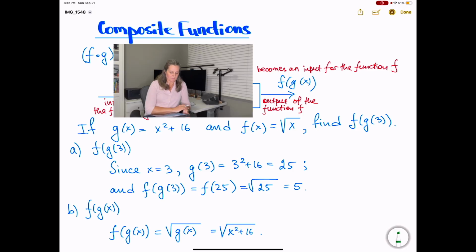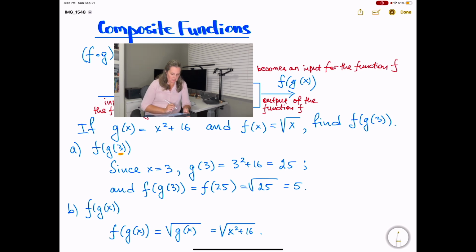For example, let's say function g of x is equal to x squared plus 16, and function f of x is square root of x. Let's find f of g of 3. The input for the function g is x, and its output is calculated by taking an input, squaring it, and then adding 16. Therefore, g of 3 is equal to 3 squared plus 16, or it's equal to 25.